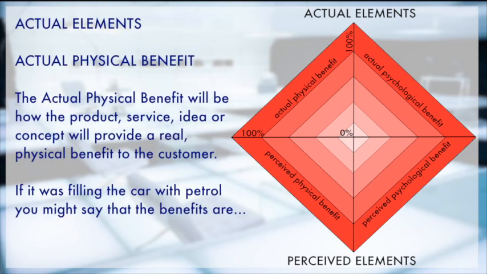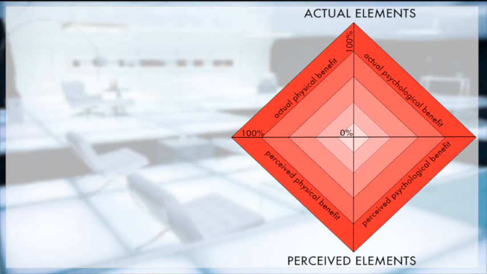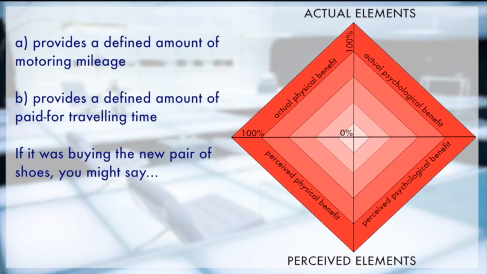Let's look at actual elements first. So, actual physical benefit. The actual physical benefit will be how the product, service, idea or concept will provide a real physical benefit to the customer. So if it was filling the car with petrol, you might say that the benefits are A, it provides a defined amount of motoring mileage, and B, it provides a defined amount of paid for travelling time, if you can claim it back, for example.